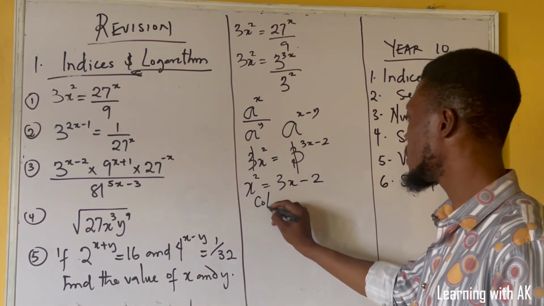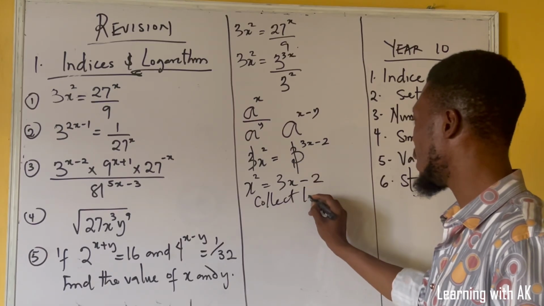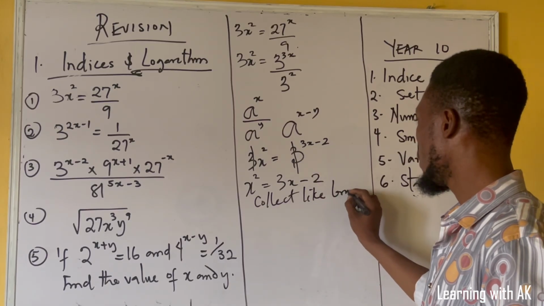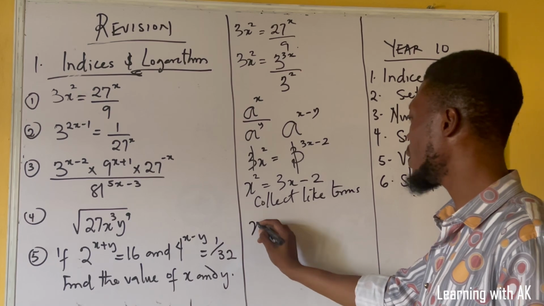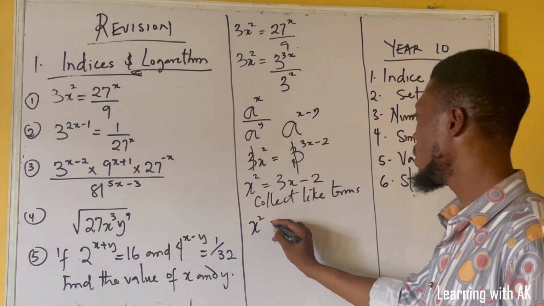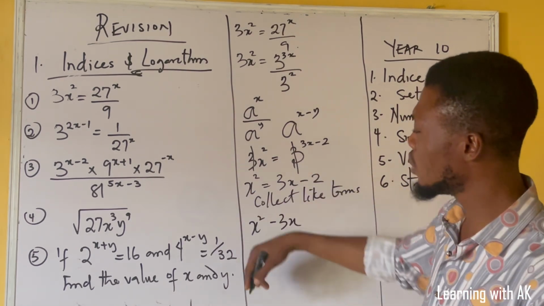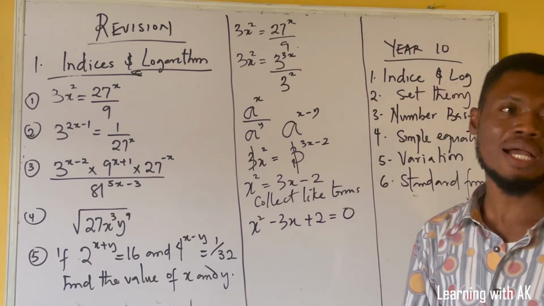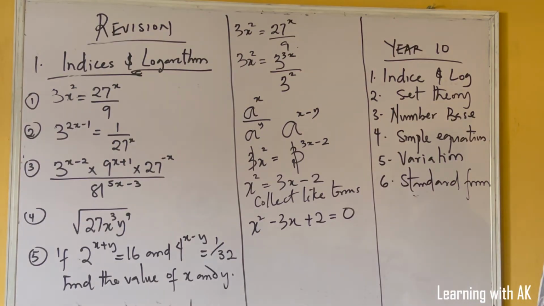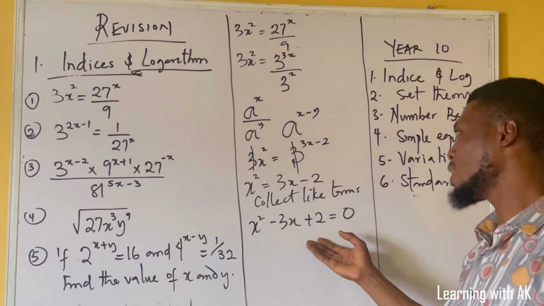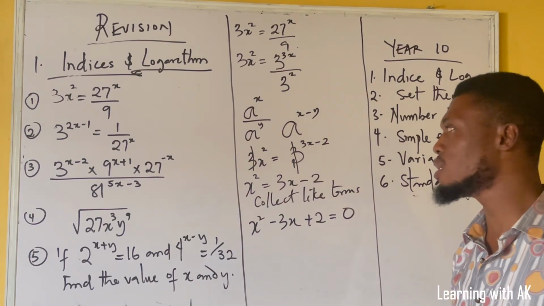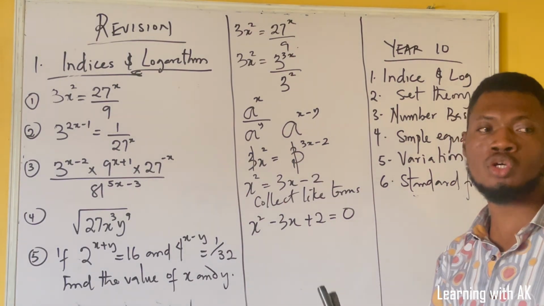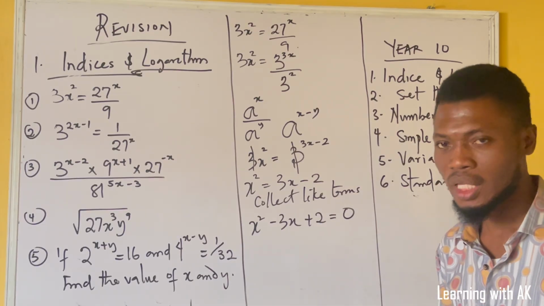Now, you collect like terms. You rearrange or you collect like terms. By so doing, I have x squared. This is coming here with what? Minus 3x. And I come here with what? Plus 2 equals 0. Voila! Here you have a quadratic equation. I say again, here you have a quadratic equation. When you're solving indices, sometimes it can lead to a quadratic equation.